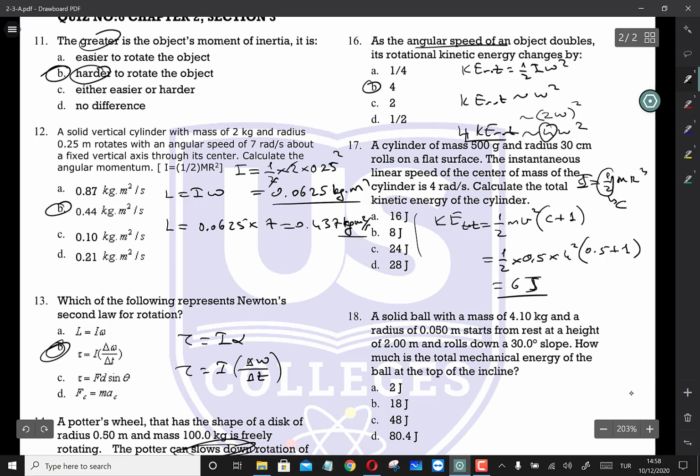Answer is not in here. There is a mistake again, so I'm going to change it and then give you this changed one as the question. So we got the answer 6 in here, total kinetic energy.